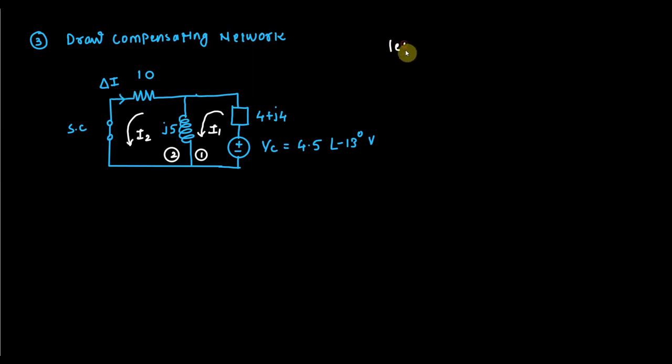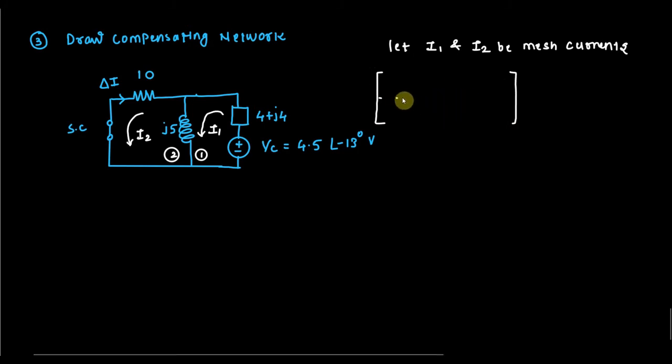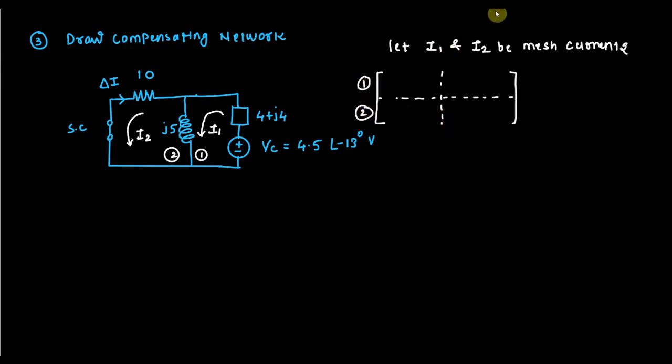So I will write, let I1 and I2 be the mesh currents, as there are two meshes only. Now after that you simply write down the matrices here. The size of the matrices is 2 by 2. So this is the first mesh, second mesh, first this one, this is the second. Here current is I1, I2, and here we have the voltage source.